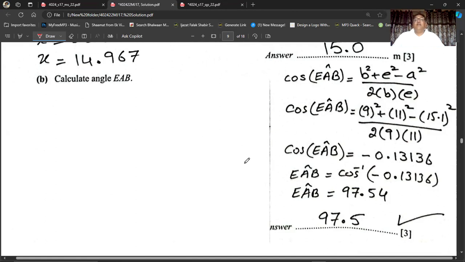And cos angle EAB will be equal to 9 square plus 11 square minus 15.1 square. In the denominator you will have 2 multiply 9 and multiply 11. When you enter this value in your calculator, you will write 9 square plus 11 square minus 15.1 square equals to, divided by 2, divided by 9, divided by 11 equals to, you will get minus 0.13136. Then you will take cos inverse of minus 0.13136, and you will hit the equals to button, you will get 97.54. So the angle EAB is 97.54.